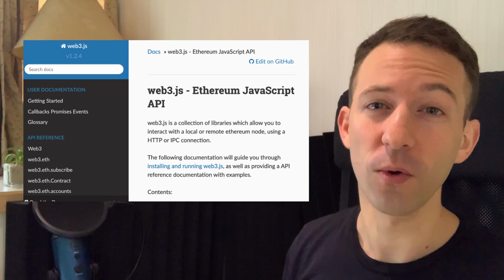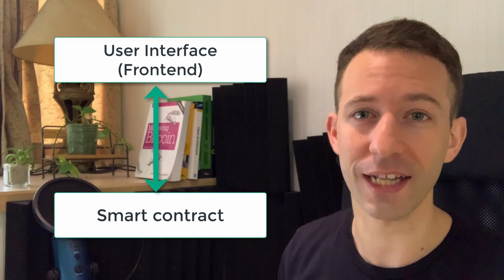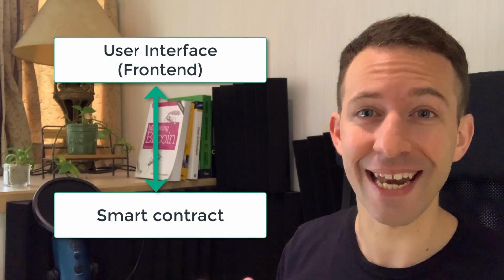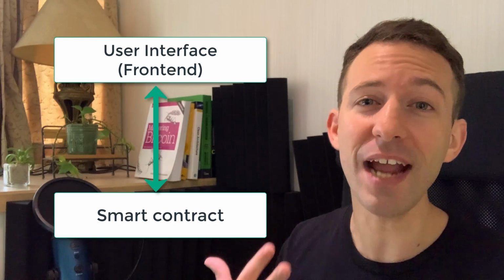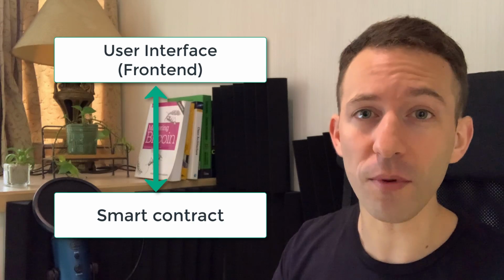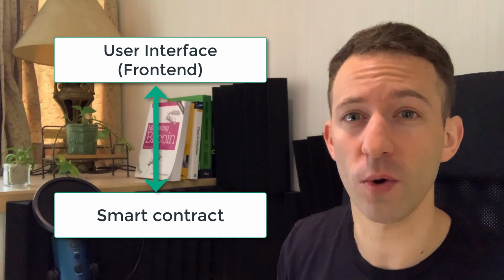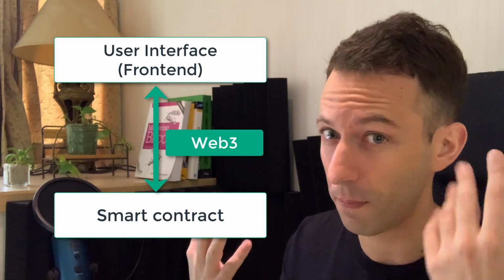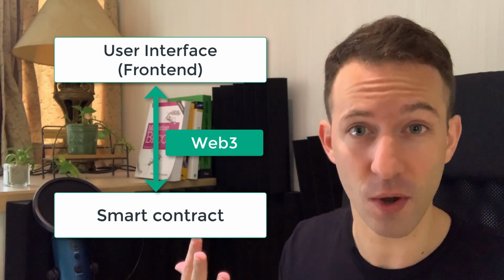In this video, I'm going to give you an introduction to Web3. Web3 is a JavaScript library to interact with a smart contract on the Ethereum blockchain. So when you are building a decentralized application on Ethereum, after you build your Solidity smart contract, you probably want to build a nice user interface so that your end user can easily interact with your smart contract. The problem is that you need to somehow integrate your user interface with your smart contract. And for that, you have Web3.